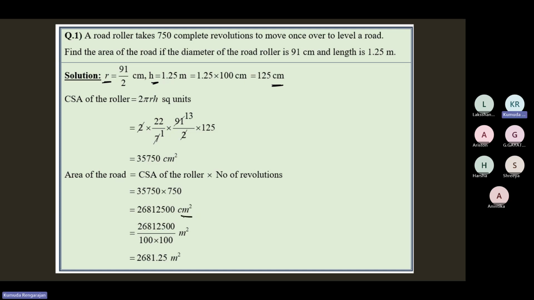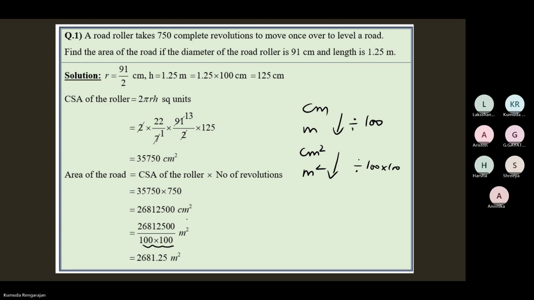So the answer you get here is in centimeters square, but this is really such a huge number. So you can try converting that to meter square. To convert centimeter to meter, we need to divide by 100. To convert centimeter square to meter square, you need to divide by 100 two times. So divide by 100 into 100. When you divide this by 100 two times, or by 10,000, the area in centimeter square is converted to meter square.